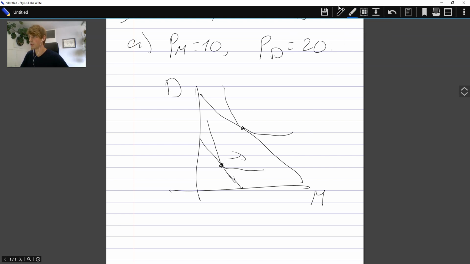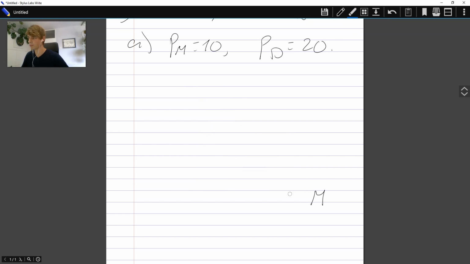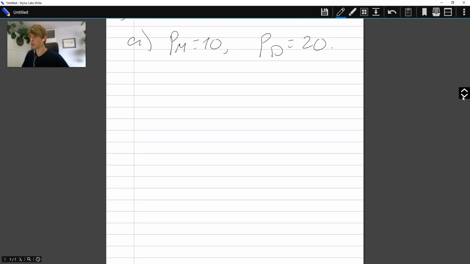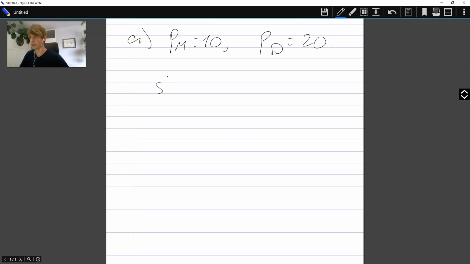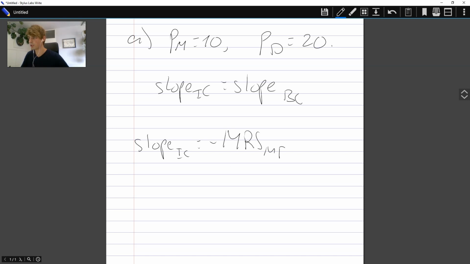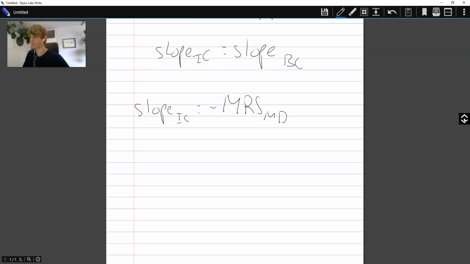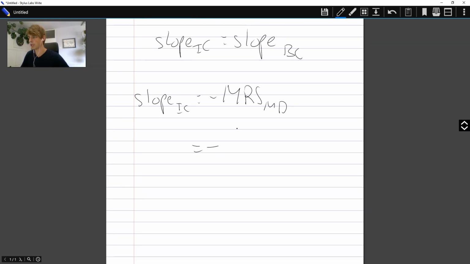Okay, so let me erase this for a moment. What do we know about those points? Well, we know that at those points, the slope of the indifference curve is the same as the slope of the budget constraint. Let's start with the slope of the indifference curve. It equals minus the marginal rate of substitution between movie tickets and DVDs, so it's minus MUM, the marginal utility of movie tickets, divided by the marginal utility of DVDs.